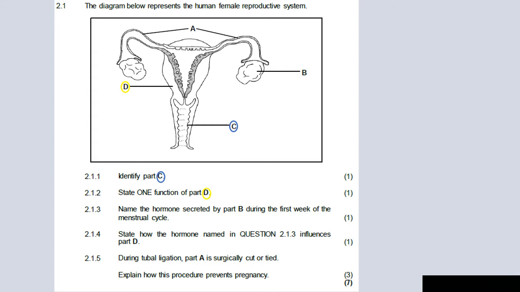2.1.3, name the hormones secreted by part B during the first week of the menstrual cycle. That's B. 2.1.4, state how the hormone named in question 2.1.3 influences part D. And 2.1.5, during tubal ligation, part A, there, is surgically cut or tied. Explain how this procedure prevents pregnancy.